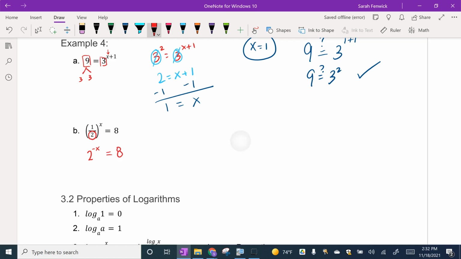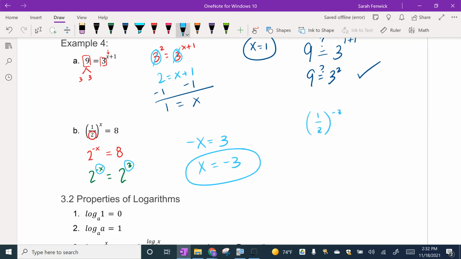Now, I do know how to change 8 to a base of 2. So 2 to the negative x equals 2 to the 3, because that's 8, right? So if I set my powers equal to each other, negative x equals 3, then x equals negative 3. If I have 1/2 to the negative 3 power, I want to know if it equals 8. Well, the negative flips it over. That's 2 to the 3rd over 1 to the 3rd, which is definitely 8. Yes. Okay, so that's how that works for exponentials.